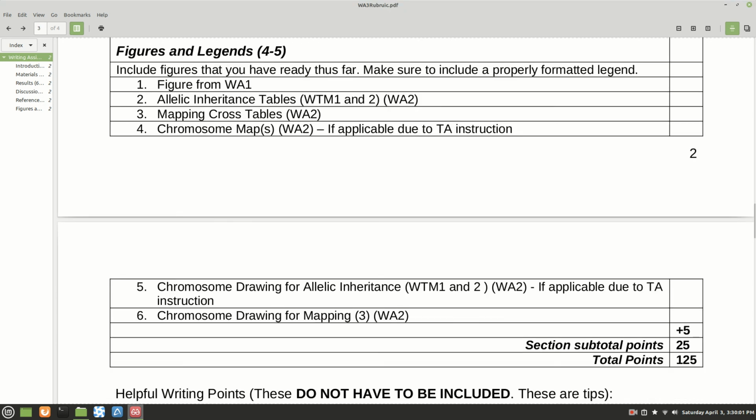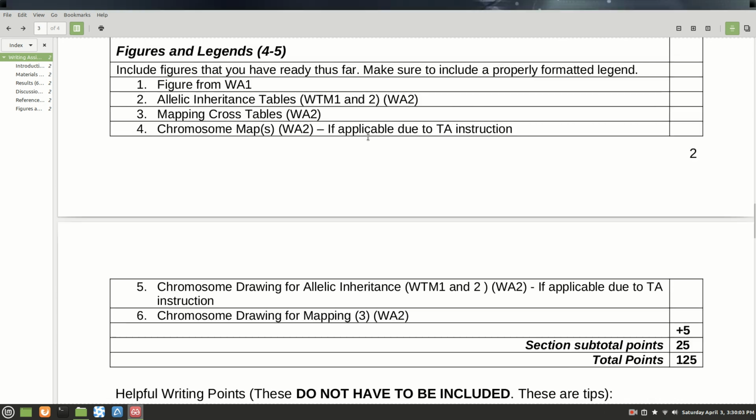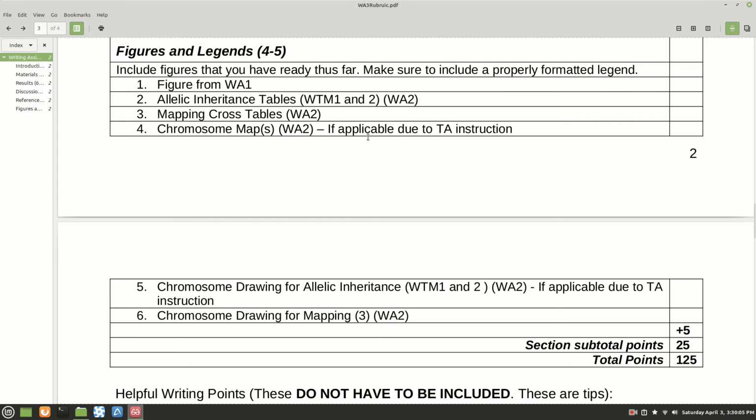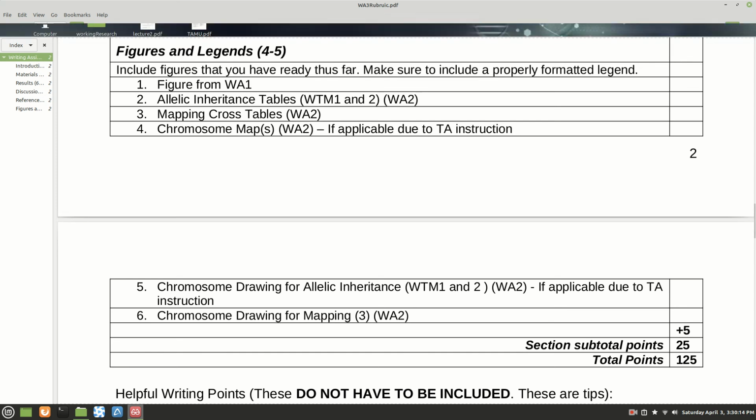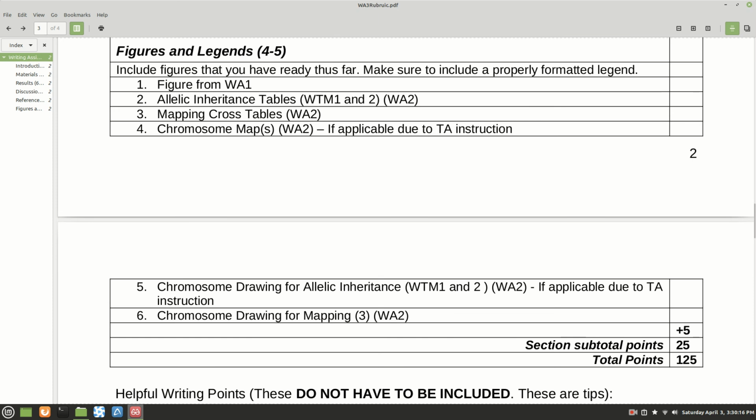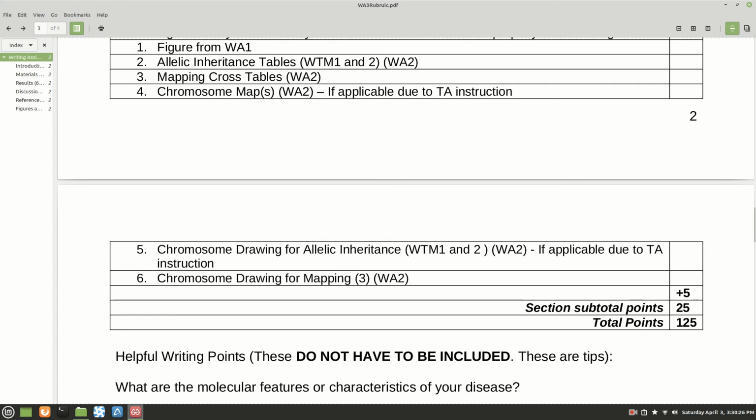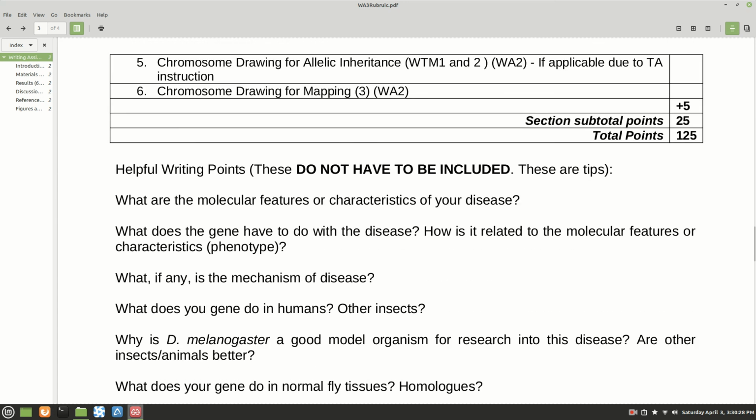Down here, you'll have lots of pictures to draw. I would suggest having more than one figure from WA1. If you did one and you did really well on it, fine, but you might want to get another picture of your fly and put more than one in. But here, these are all your tables, your crosses, your pictures of your chromosome mapping, that sort of thing. And that should do it.